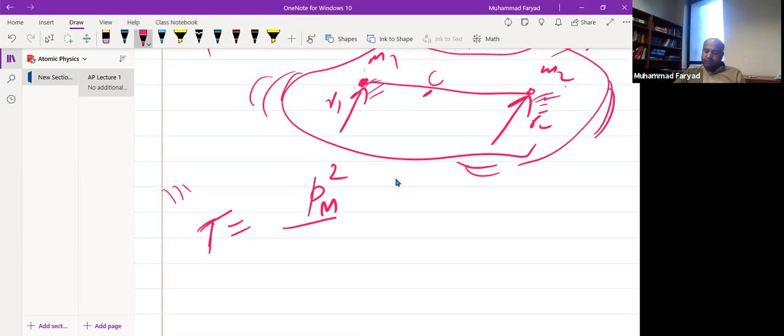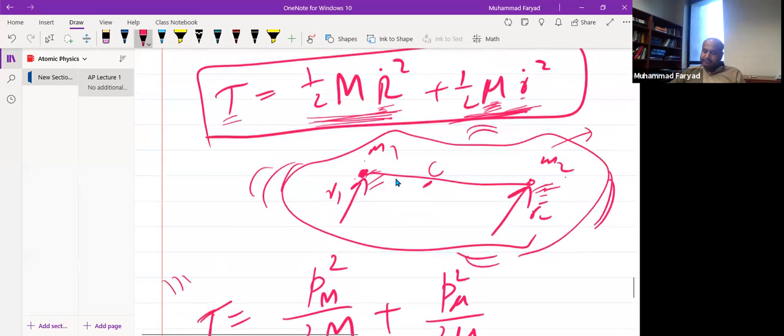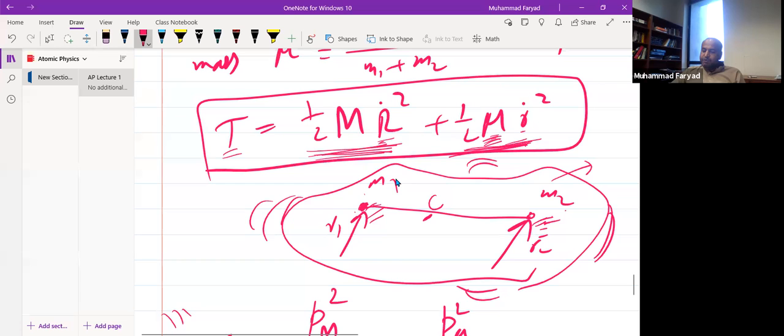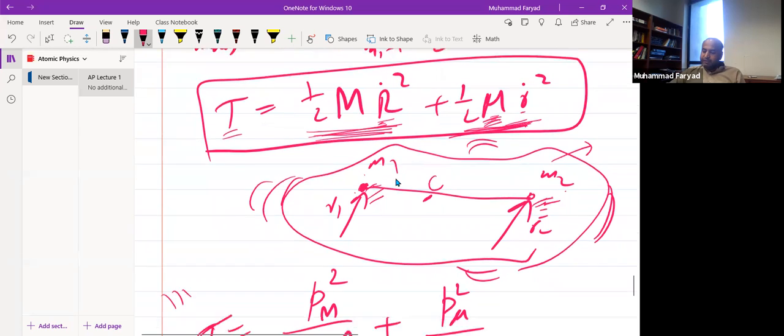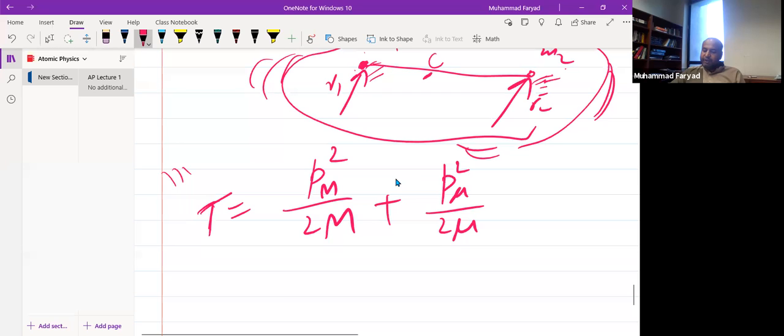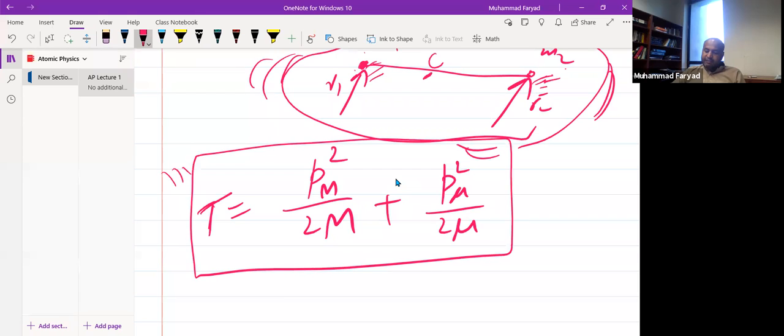So we can write the same term like this. You can divide by mu up and down and by m up and down, and then mu r dot is the relative momentum here, and pm is the momentum of the center of mass. So it means I can now express the kinetic energy in terms of the kinetic energy of the center of mass and the kinetic energy of the relative motion of the particles.